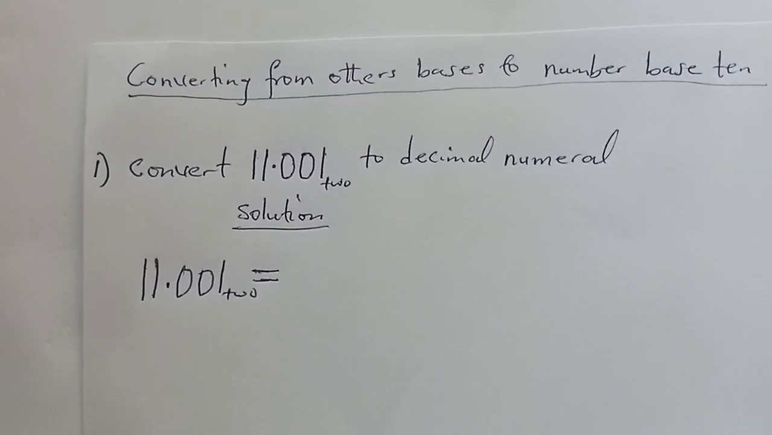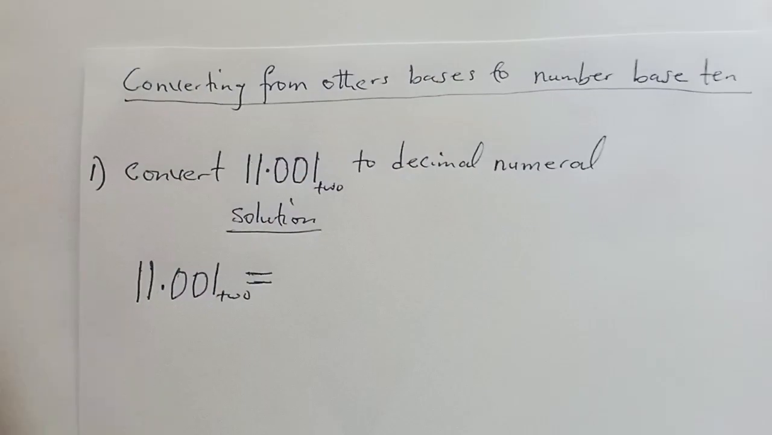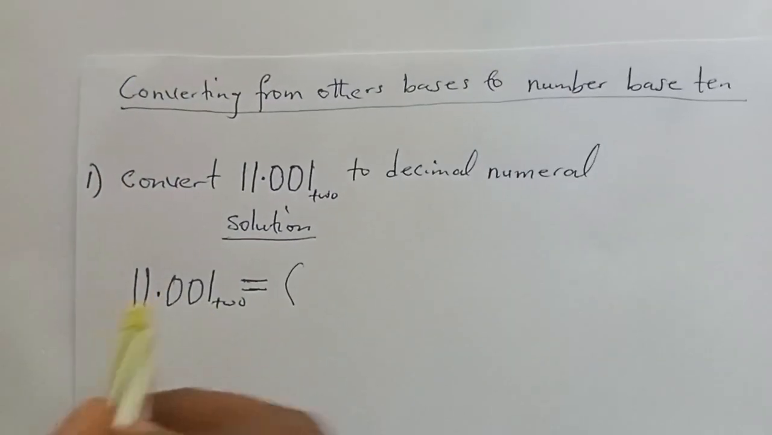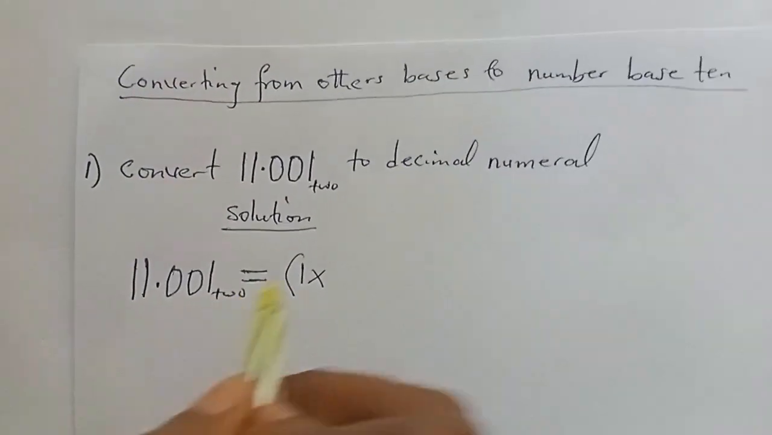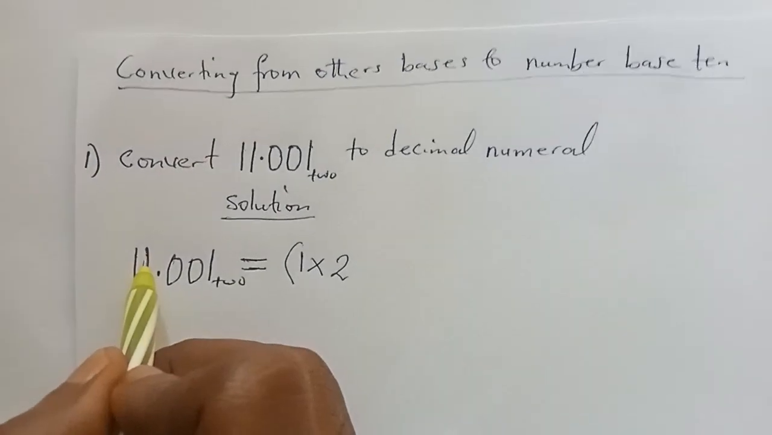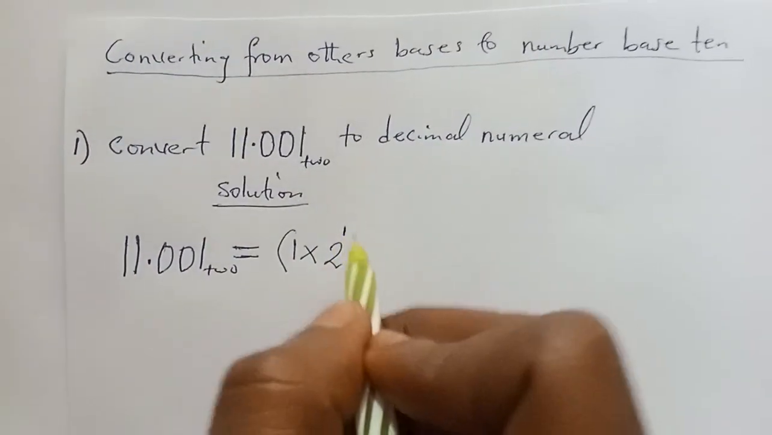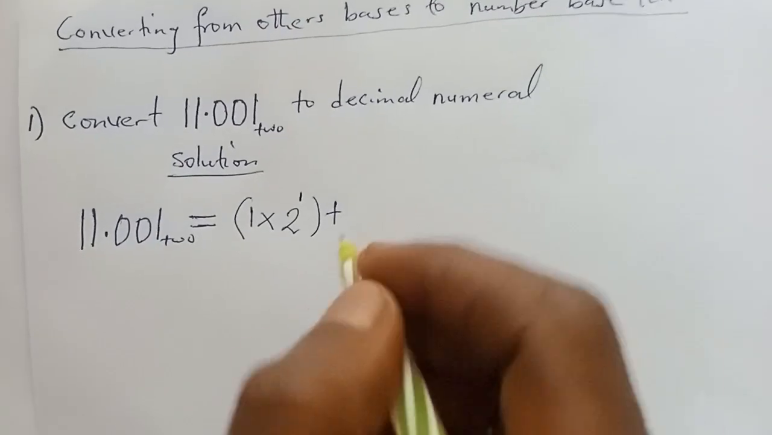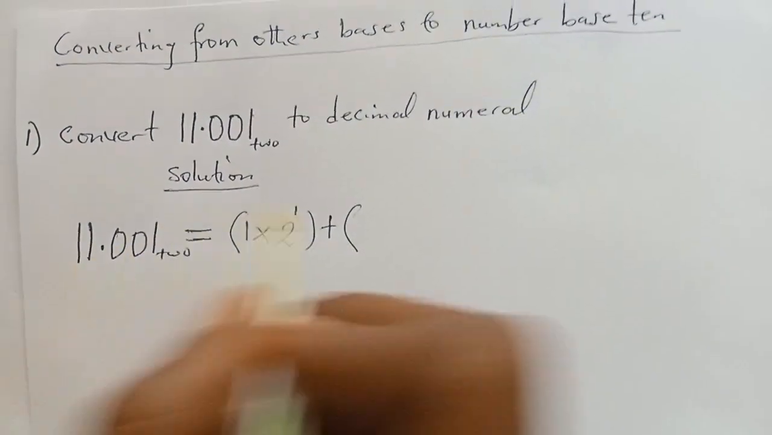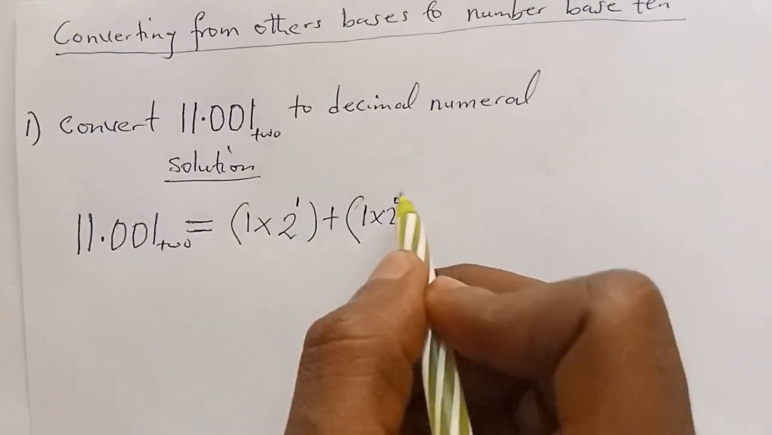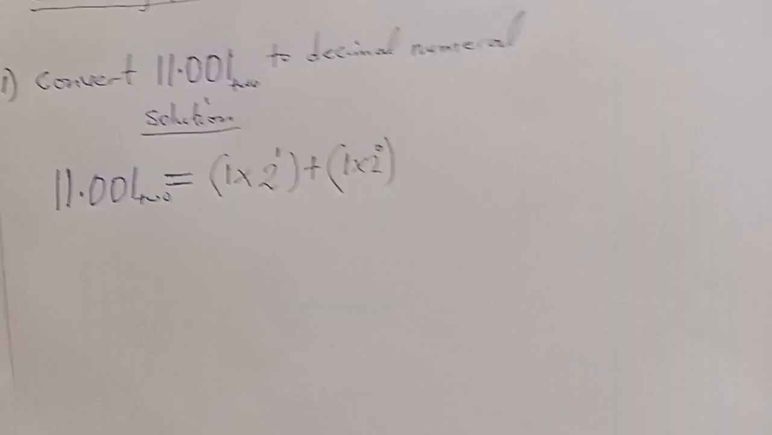Now we come to the left side. We solve it normally like we've been doing, and we say 1 times the base, which is 2, to the power of 1, because we start with 0, 1, right? Plus, the next one is this one. We say 1 times 2, now from 1 it decreases to 0. So this side is very easy.